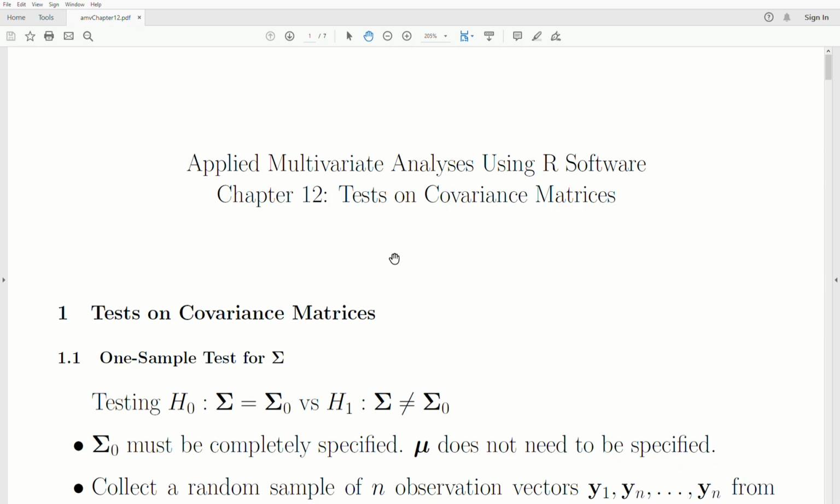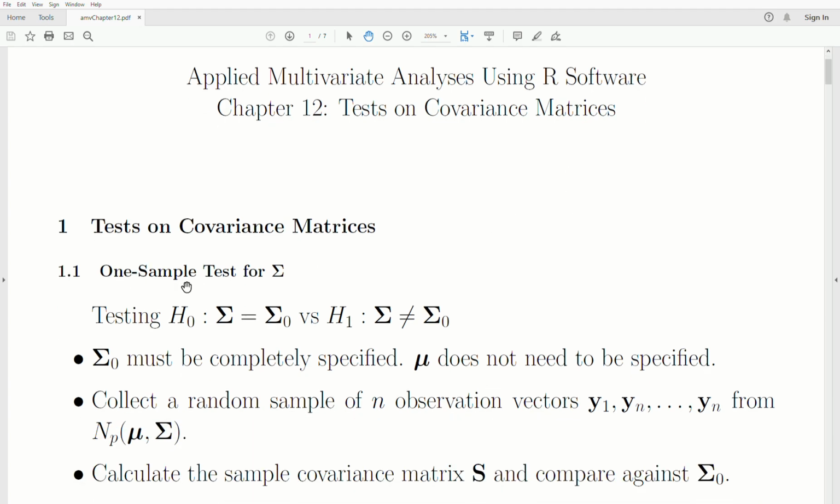Hello, this is the next video in a playlist that I'm calling Applied Multivariate Analysis, and we're in Chapter 12, part of this playlist that I'm calling Tests on Covariance Matrices, and we're going to look at the one sample test for the population covariance matrix sigma. Now the test can be set up like this.